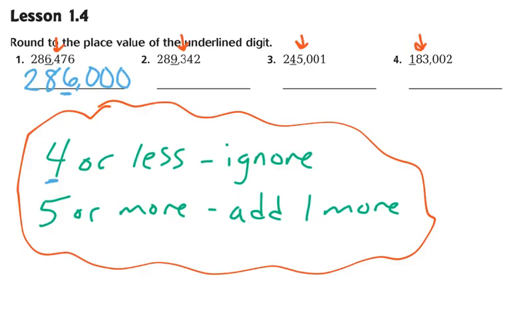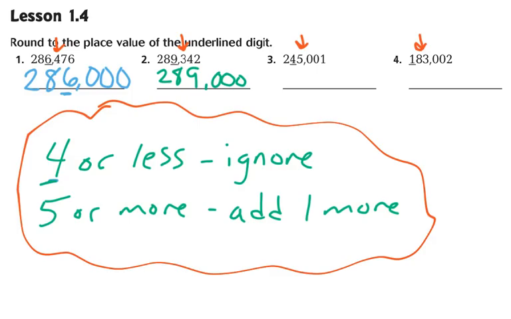Again, we're looking in our thousands place, so we have to look at its neighbor in the hundreds place. And we're going to use the same rule. 4 or less we're going to ignore, and 5 or more we add 1 more. So its neighbor is a 3, which falls into the 4 or less category. So we're going to ignore it, which means it's going to turn to a 0. And our 9 that's underlined is going to stay the same. Our 2 and our 8 also stay the same. And the rest turns to zeros.